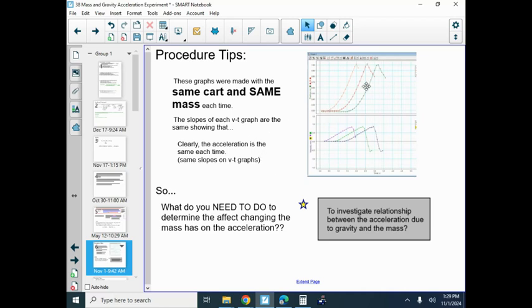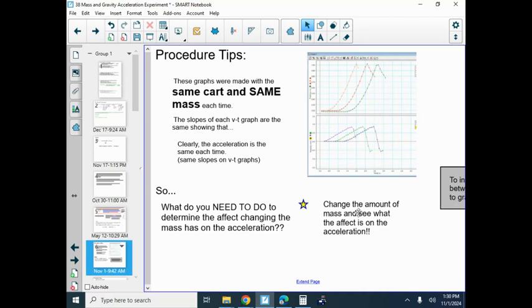So some procedure tips to do with our analysis of this. These are graphs that I get from the system that you've seen me use before, where these are the DT graphs of accelerating down the ramp, and then these are the VT graphs. These are the exact same cart, just done 3 different times. So you're getting this nice straight line on a VT graph showing constant acceleration. We're wondering what the effect is going to be on that acceleration value as we increase the mass. So what do we need to do?